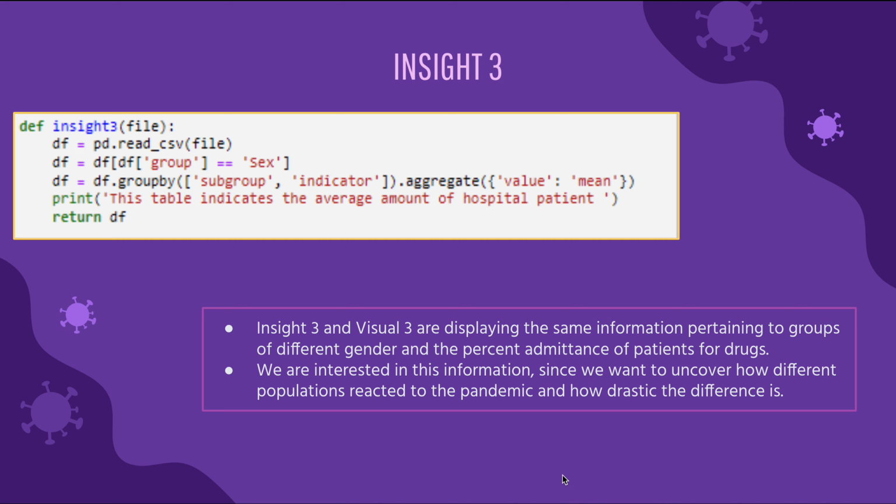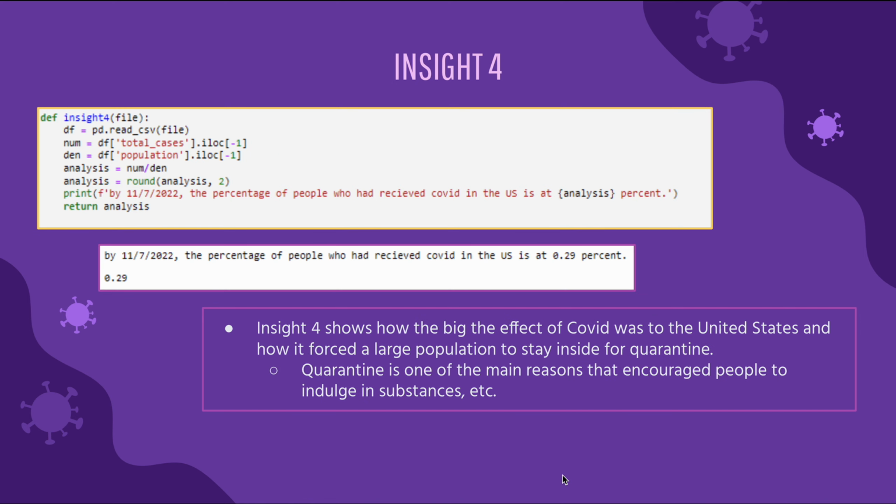And the third insight, we wanted to show the different genders and how they were admitted in the hospital for their respective drugs. And we're interested in this information because we want to uncover how different populations reacted to the pandemic and how drastic the difference is. And we'll actually see the results in a data frame later with a visualization.